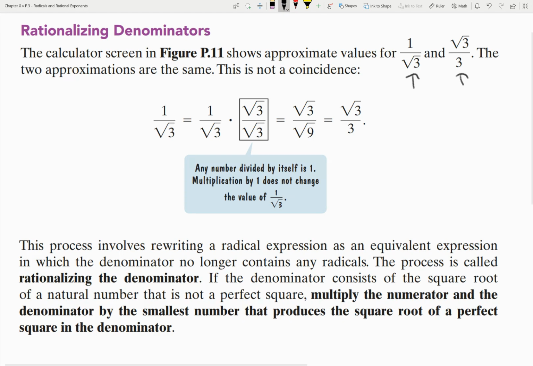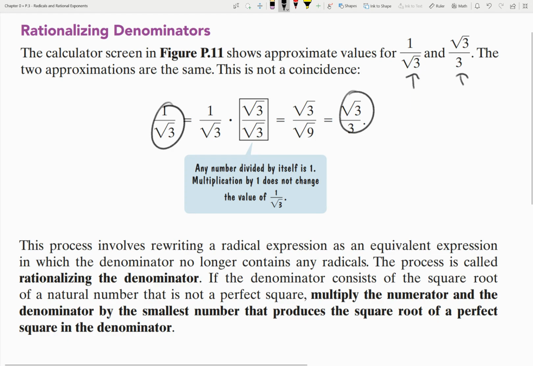And you can see that 1 is the multiplicative identity, so if you multiply or divide anything by 1, it does not change its value. So as long as I have the same thing over the same thing in the top and the bottom, you are multiplying by 1. So I can change my original fraction to be something that does not have a radical in the denominator. When you change a radical expression into something that doesn't have a radical in the denominator, this is called rationalizing the denominator.